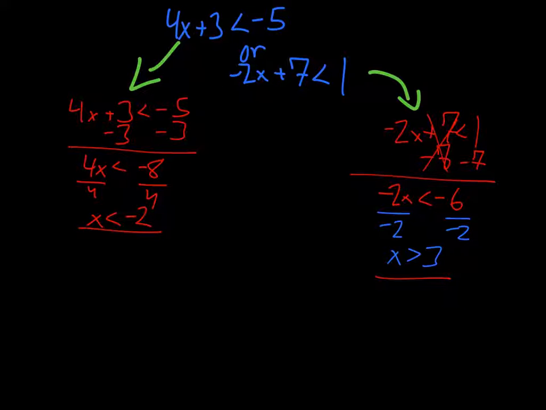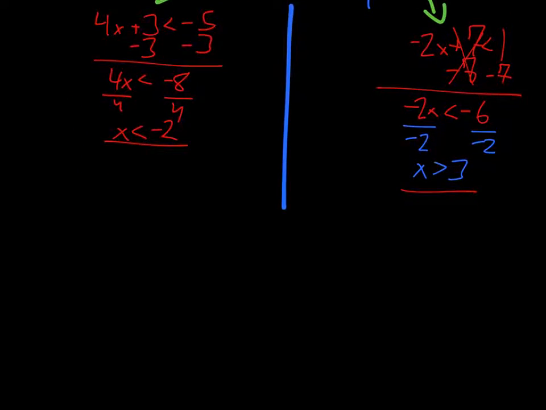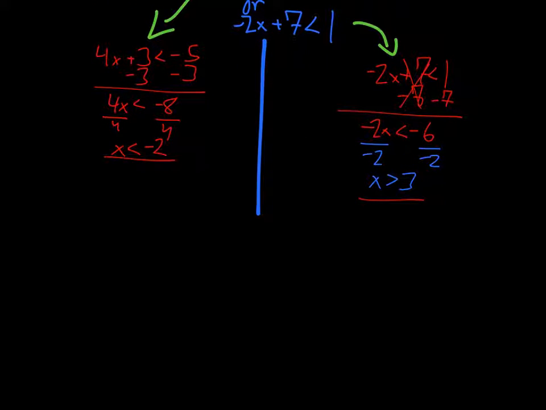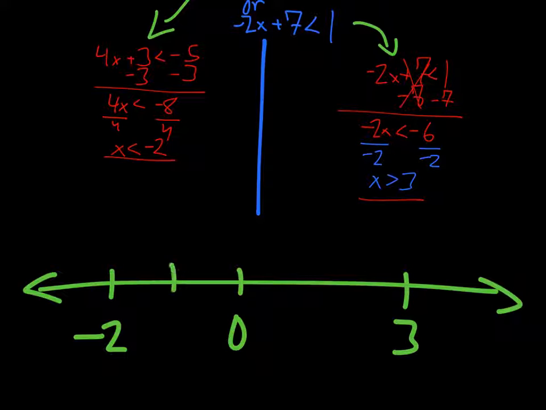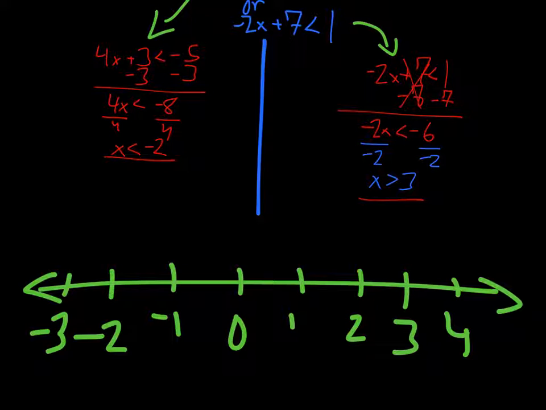Okay, so now we have solved these two. Now it is time to graph them. So on our graph, we have here and here. Over here is 3, in the middle somewhere is 0, and then over here is negative 2, okay? So this will be negative 1, this will be 1, and this will be 2. And then this will be 4, and this will be negative 3. Okay, so let's choose something we haven't used yet. Let's use orange.